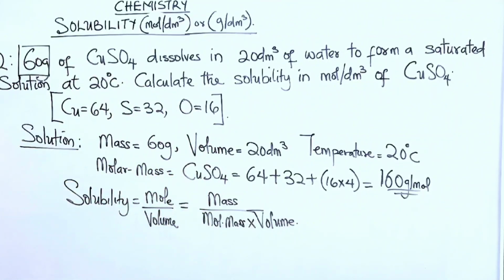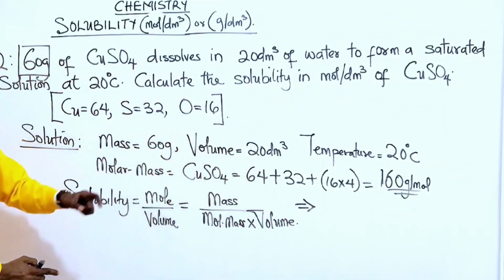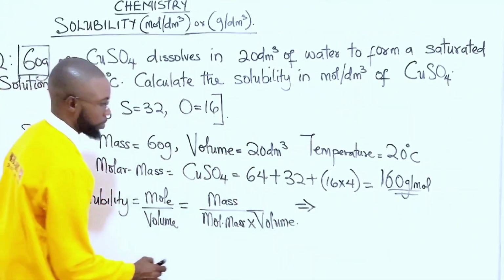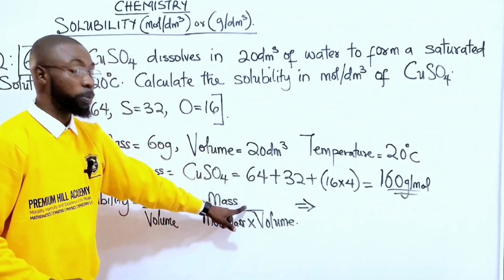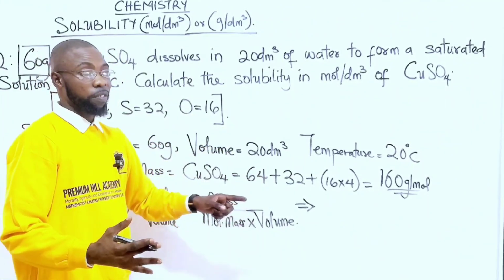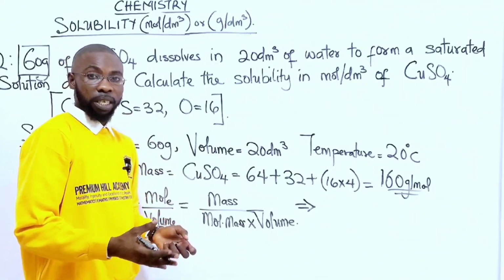So let's try substituting our values into it. All right, the values given were what? What's our mass? Our mass is 60 grams. Since our volume is in dm³, not in cm³, we don't need to multiply by 1000. I told you, if it is given in cm³, multiply by 1000. Right, that's to convert it. But if it's given in dm³, no need.